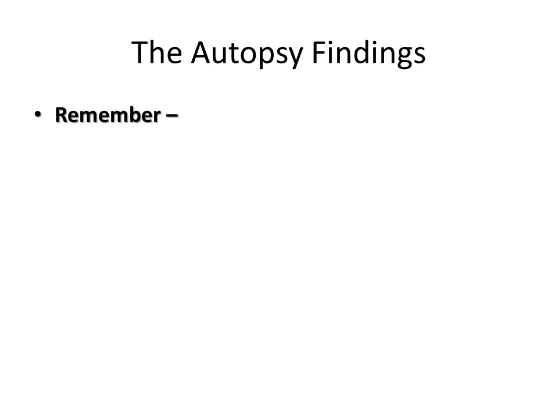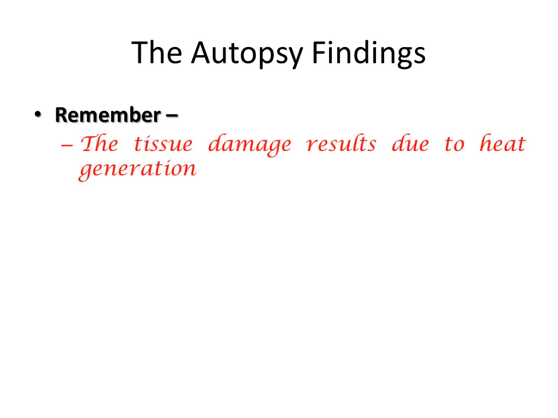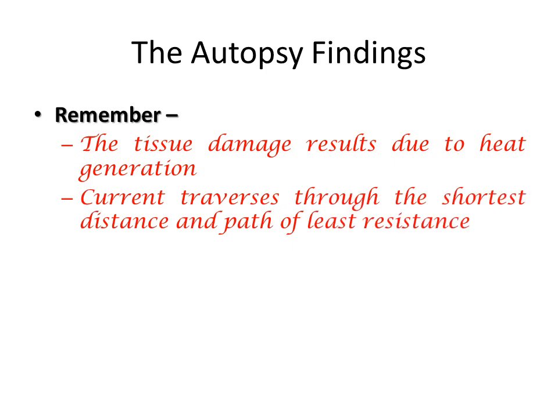Here we have tried to give you an idea of the injuries that we try to find in an autopsy in a suspected case of electrocution. So this is the line: tissue damage results due to heat generation. We have already explained. Current traverses through the shortest distance and the path of least resistance. We have already explained this thing also.